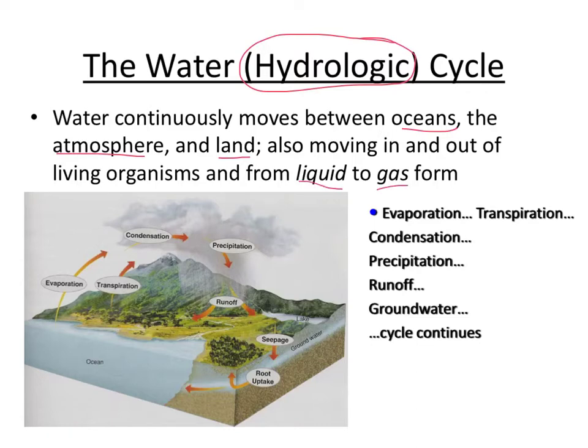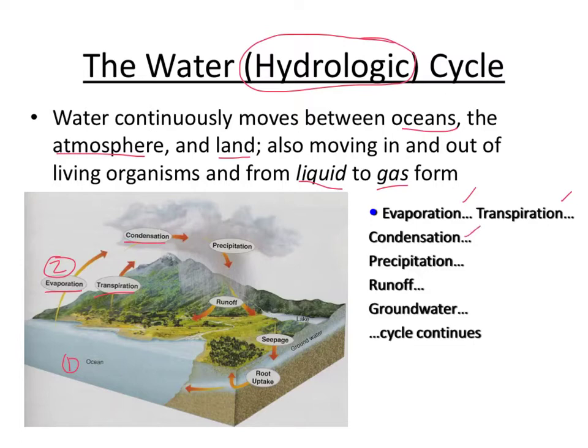So let's say we start here in the ocean. We've got liquid water covering a large proportion of the earth, and we can get evaporation from that point. Right? Evaporation meaning to change from liquid into gas form. We can also get transpiration. Transpiration is when water evaporates from plants. So this is sort of like when a plant sweats. So both of these, evaporation and transpiration, will turn water from liquid into gas.